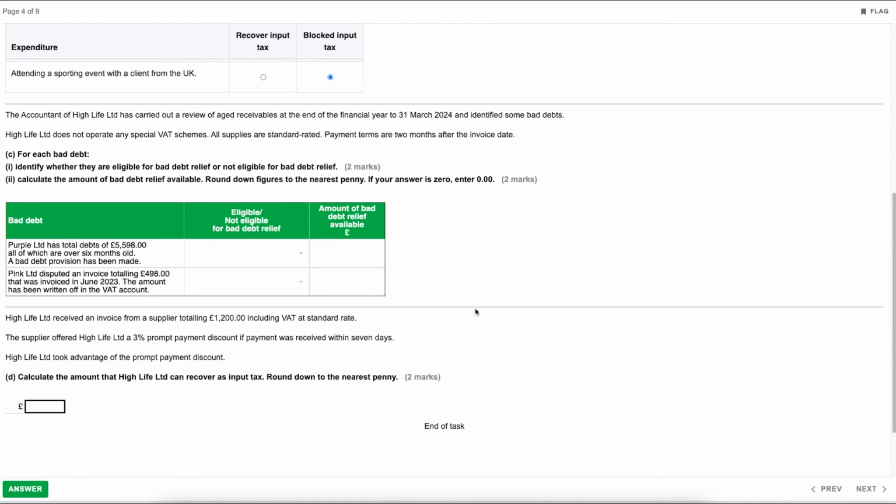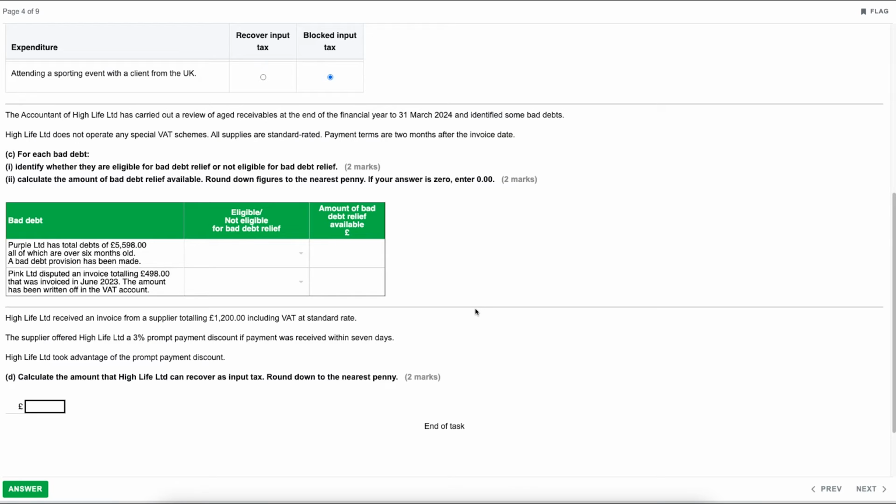Moving down then, the accountant of High Life Limited has carried out a review of aged receivables at the end of the financial year to the 31st of March 2024 and identified some bad debts. High Life Limited does not operate any special VAT schemes. All supplies are standard rated. Payment terms are 2 months after the invoice date.